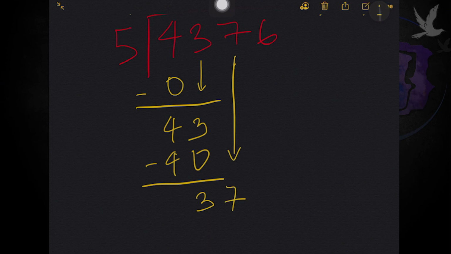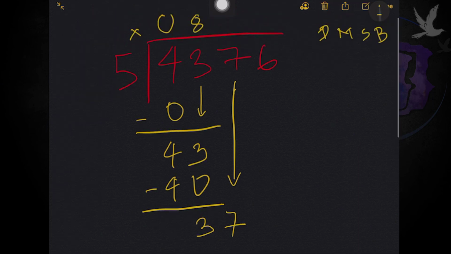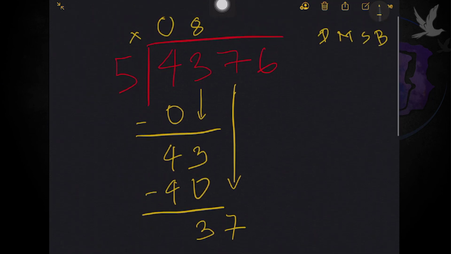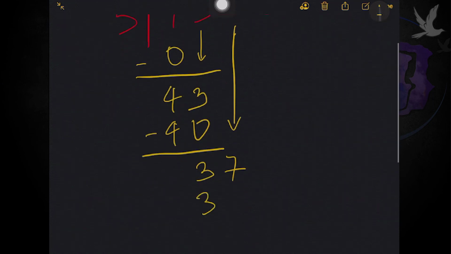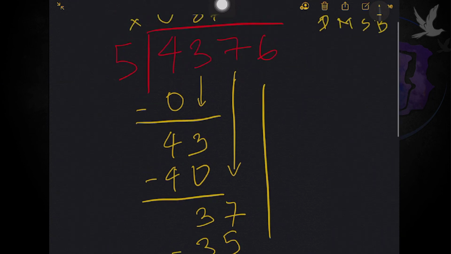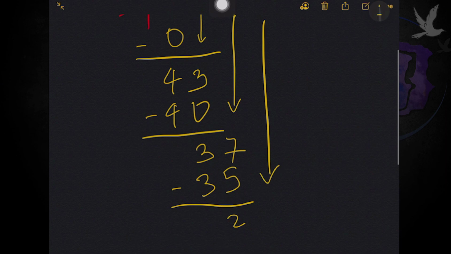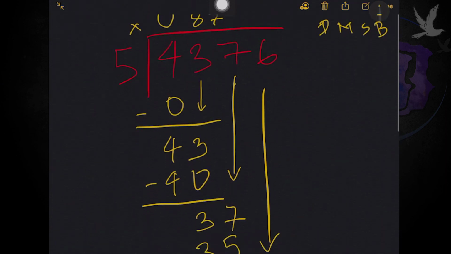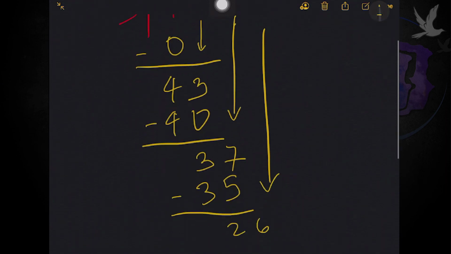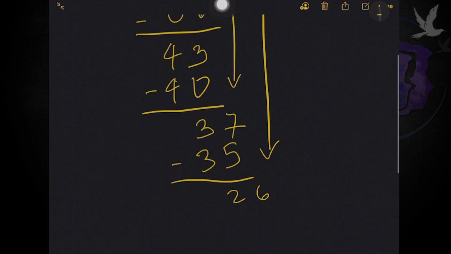My process is there, step by step. 37 divided by 5 will give you 7. 7 times 5 will give you 35. And 37 minus 35 will give you 2. Bring down 6. 26 divided by 5 will give you 5. 5 times 5 will give you 25.